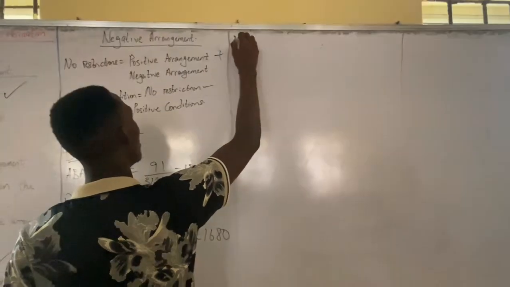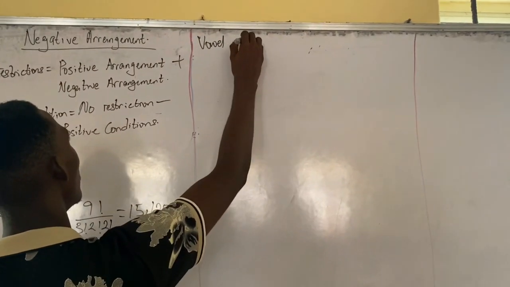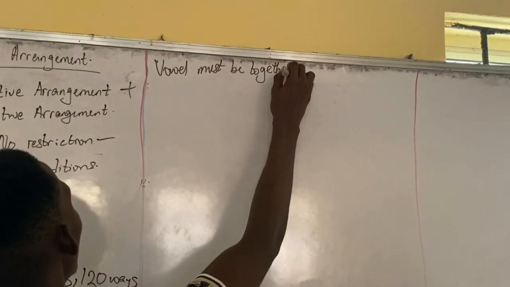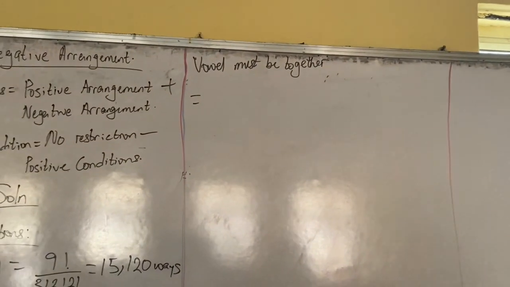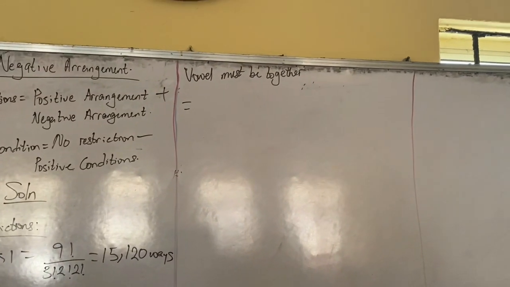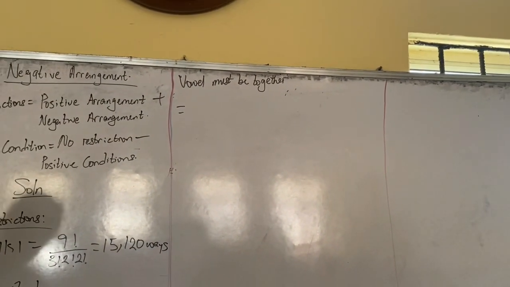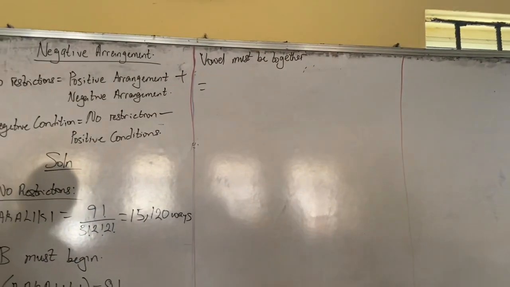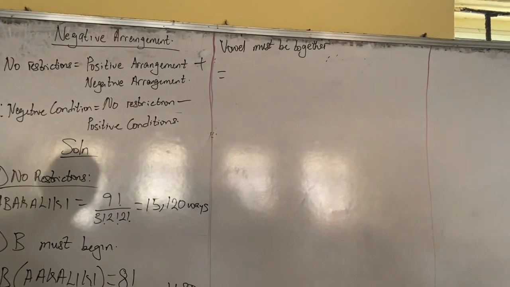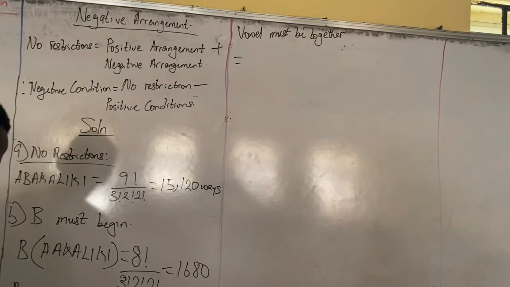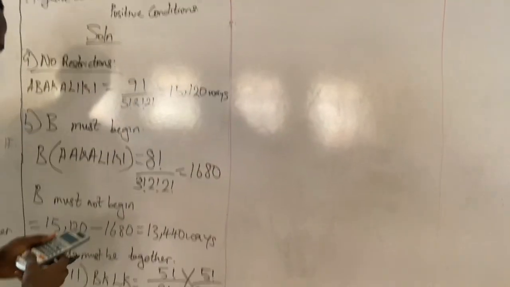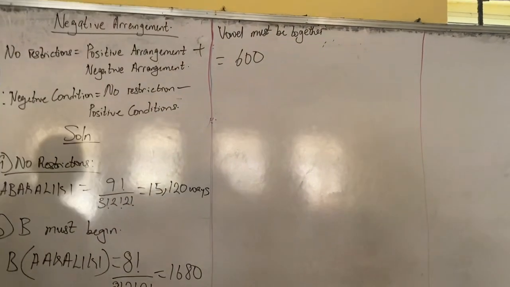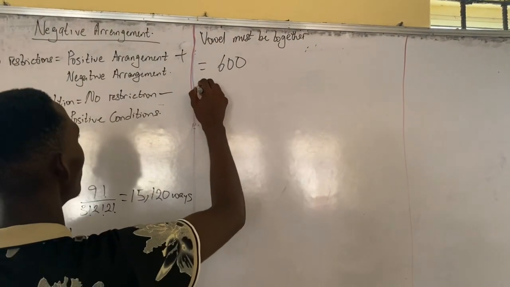So vowels must be together. If vowels must be together, then you calculate this, which is 5 factorial over 2 factorial times 5 factorial over 3 factorial times 2 factorial. So this will give us what? 600. Therefore, if vowels must not be together, it will be what?